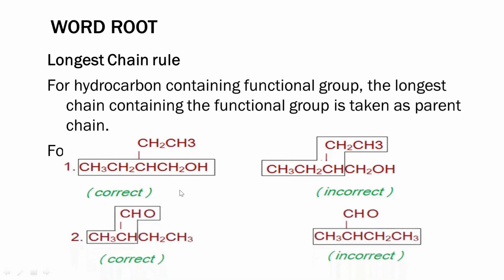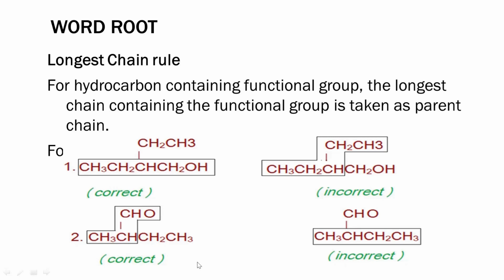Similarly, in this case, 1, 2, 3, when we go through this it becomes 3. When we go through like this, 1, 2, 3, 4, it becomes 4. So here, although there are only 3 carbons, it contains the functional group. That's why we take this chain as the parent chain, and this selection is the correct one. That is about the longest chain rule and how to select the parent chain.